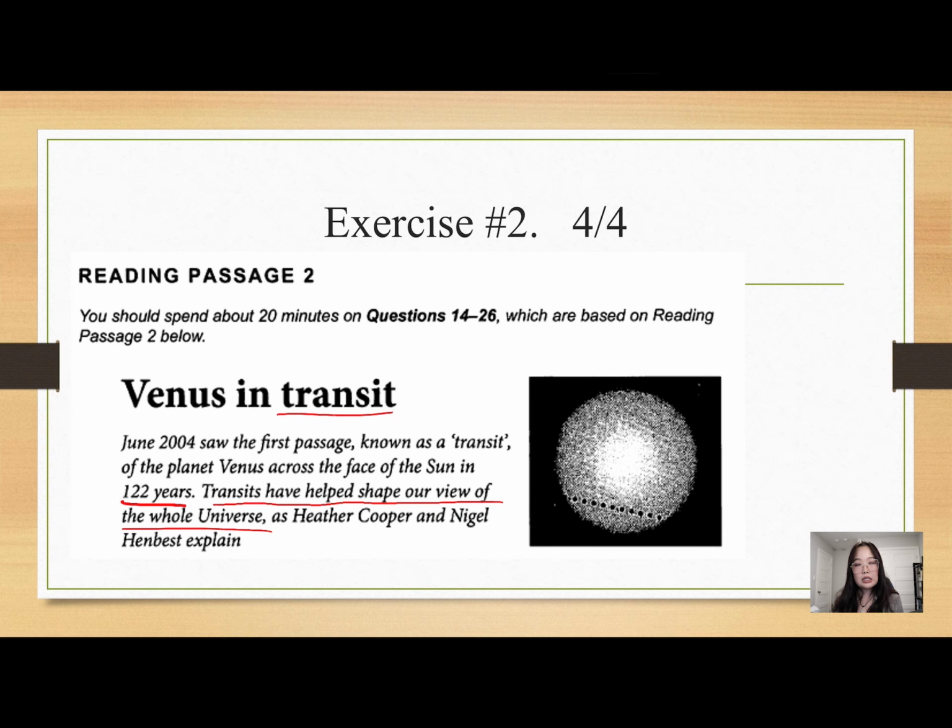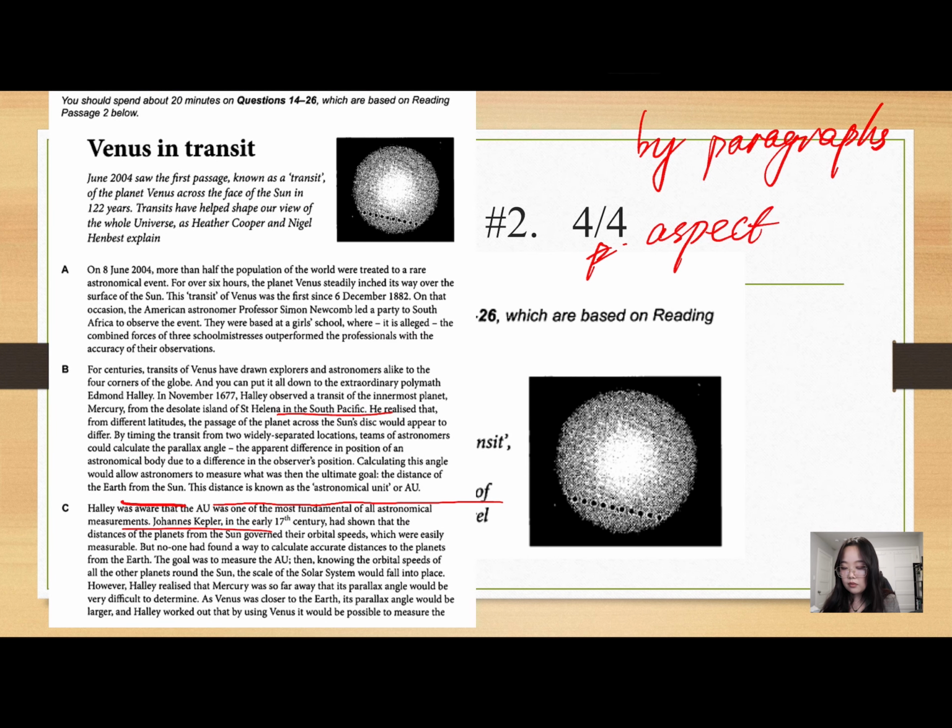Okay, so it should be a scientific report. This article should be a scientific report. And as I talked about previously, in a scientific report the information should be organized by different paragraphs, and each paragraph is talking about a different aspect of this research. Okay, let's take a look at it in detail. Okay, I think I'm right.